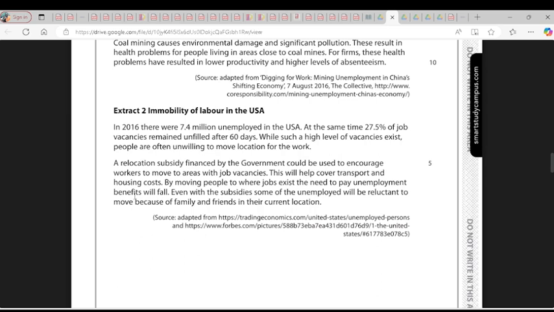Geographical mobility, which leads to increasing employment, will reduce the amount of money government spends on unemployment benefits. As a result of increasing employment, the government will spend less on unemployment benefits.